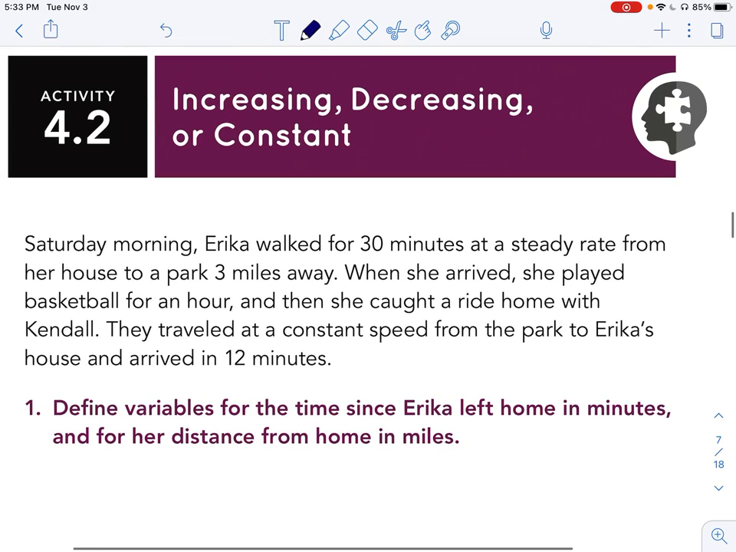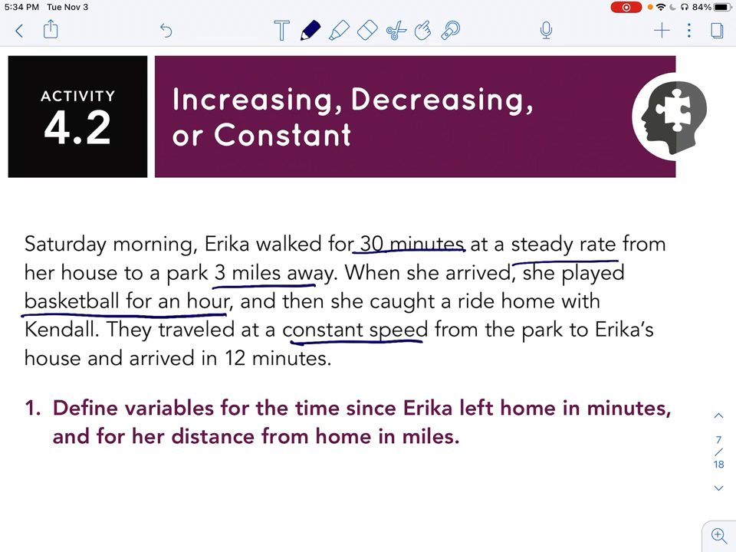Okay, so let's go to this. Increasing and decreasing are constant. We've actually already talked about this before, so hopefully this will be pretty easy for you. It says Saturday morning, Erica walks for 30 minutes at a steady rate. So she walked for 30 minutes, steady rate, from her house to a park 3 miles away. When she arrived, she played basketball for an hour, and she caught a ride home with Kendall. They traveled at a constant speed from the park to Erica's house, and arrived in 12 minutes.